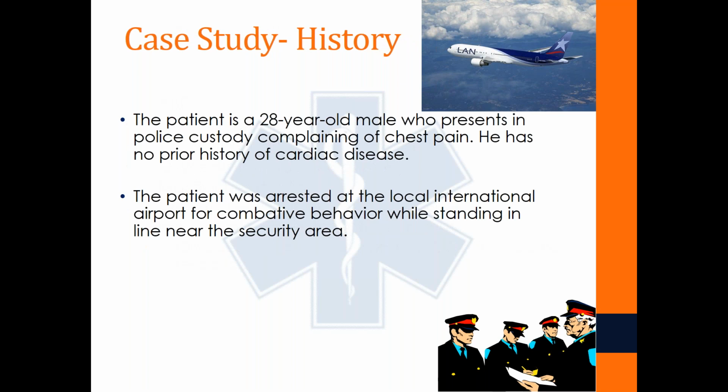We're dispatched to a 28-year-old male in police custody complaining of chest pain. He has no prior history of cardiac disease. He was arrested at a local international airport for combative behavior while standing in line near the security area. So, what do we know about chest pain and cardiac disease? Usually it wouldn't be somebody that young. Yeah, 28's weird, right?